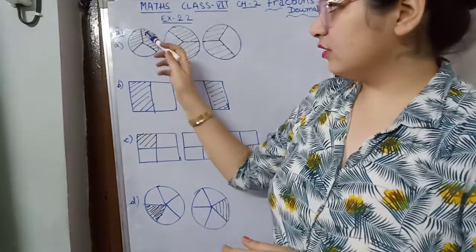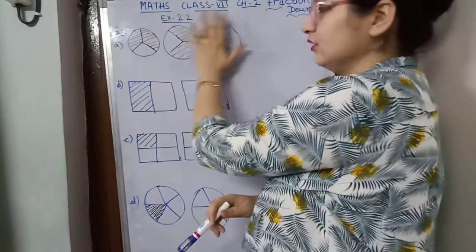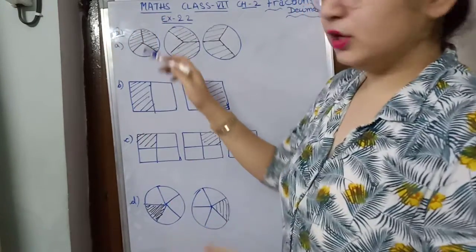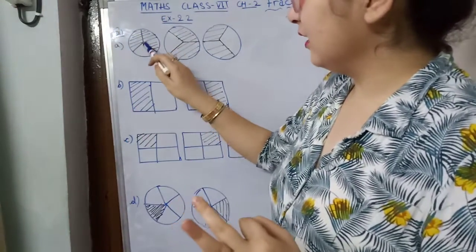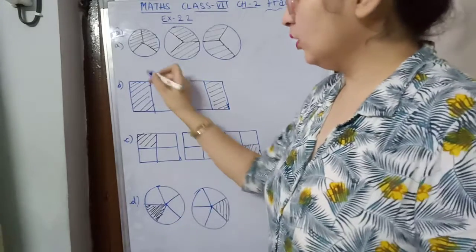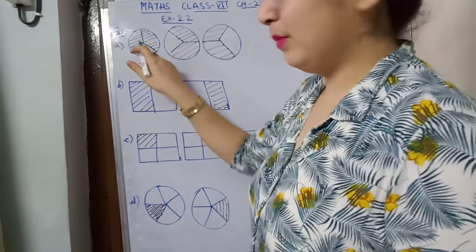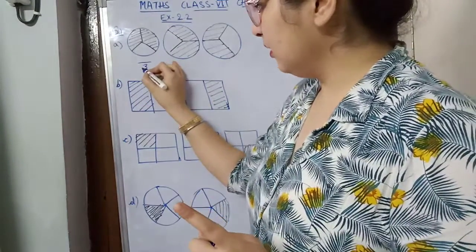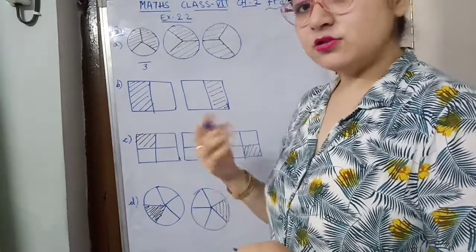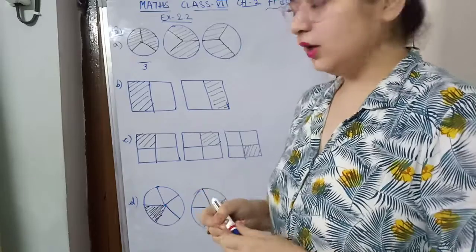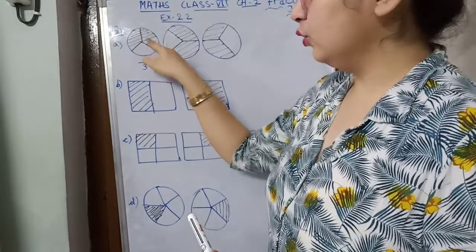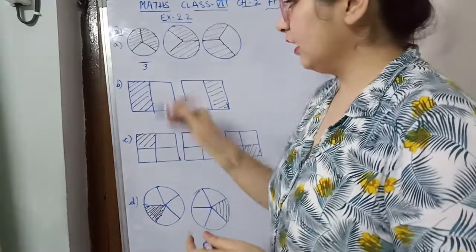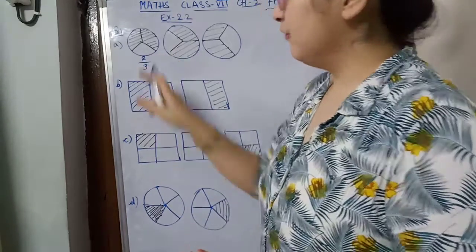See the first figure, don't look at the other two figures yet. This is the first circle. This circle is divided into three parts, first part, second part and third part. That means the total number of parts of this circle is 3, so 3 will come in the denominator. And how many parts are shaded in this circle? 1 and 2 out of 3. Two parts are shaded out of 3, so we will write 2 upon 3 as the fraction of this figure.